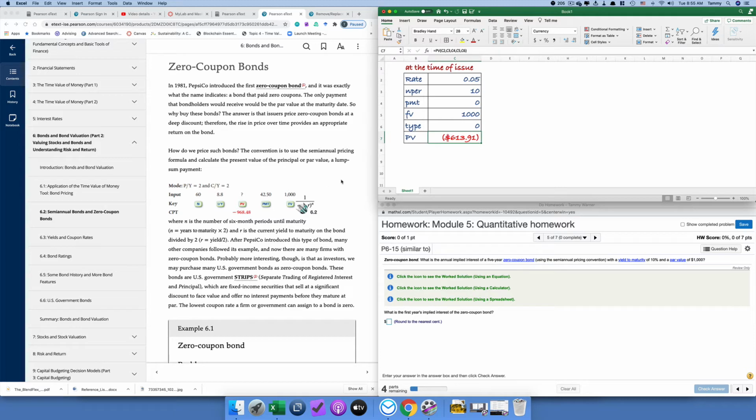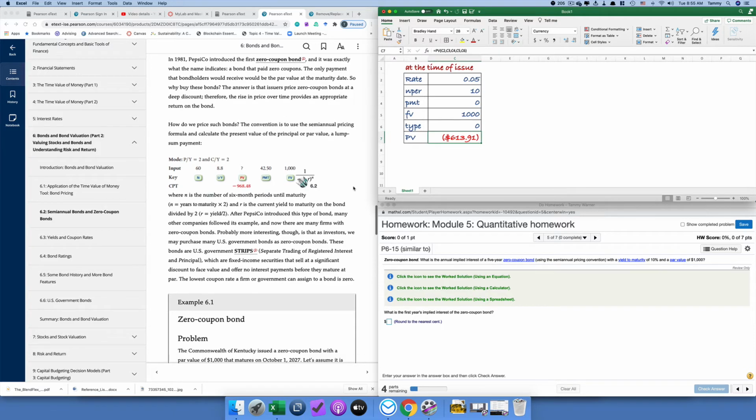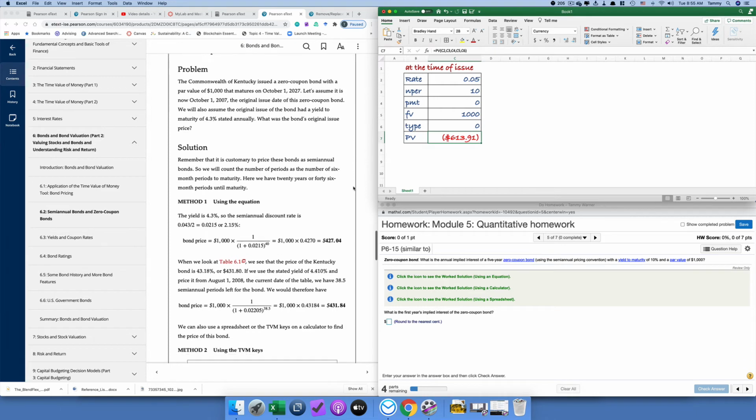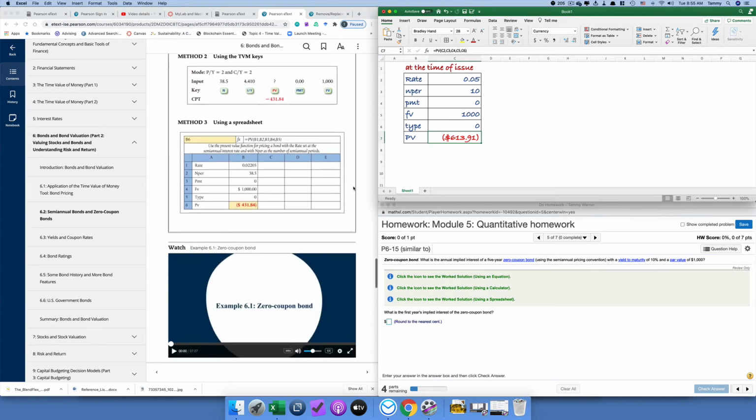So we would have to pay $613.91 at the time of issue to get this future value of 1,000. Okay, that's easy. Let's continue then with this information, right? So you price out a zero coupon bond just as a single lump sum payment, discounted at the rate of the yield to maturity. Okay.